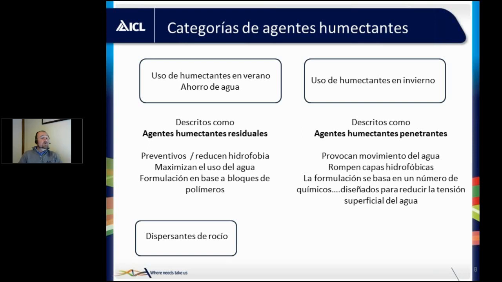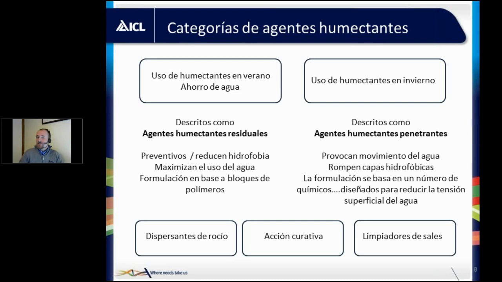Now, there are other wetting agents out there, other classifications. One commonly used would be a dew dispersant, and we'll touch on that a little bit later. And there are some that offer a more curative action, so in an attempt to cure our root zones of hydrophobicity. And there are others, more specialized ones, we might use to move salts out of the root zone or to make better use of grey water or saline water that we're applying.